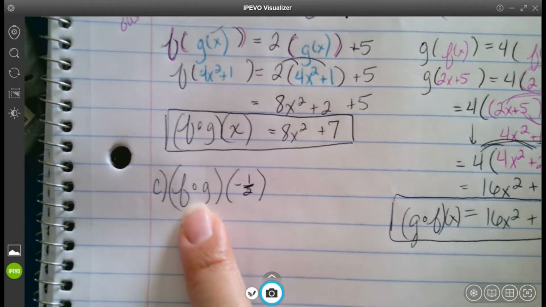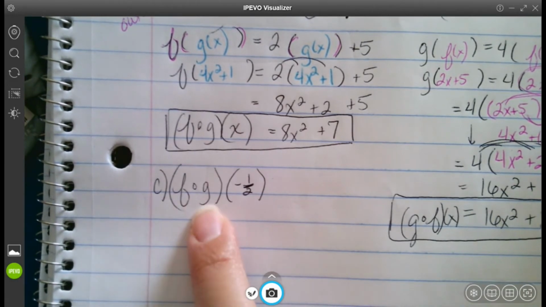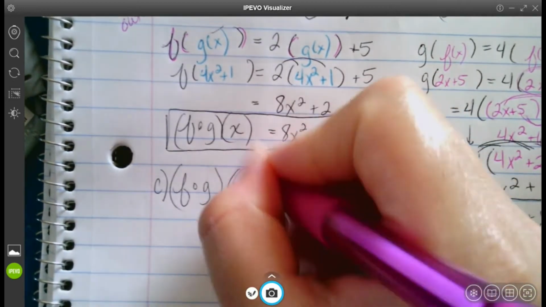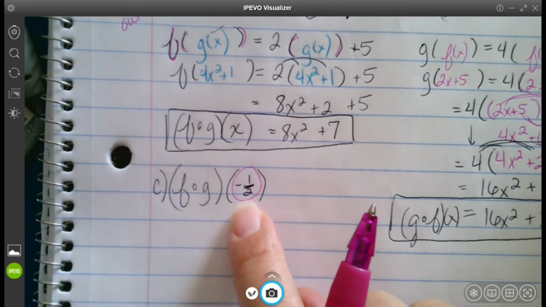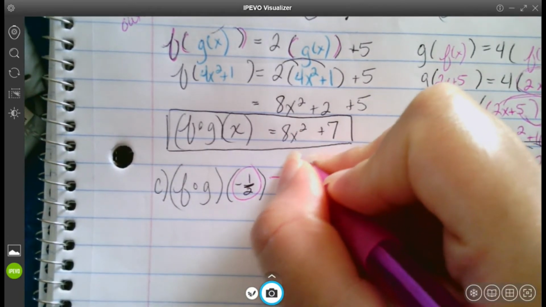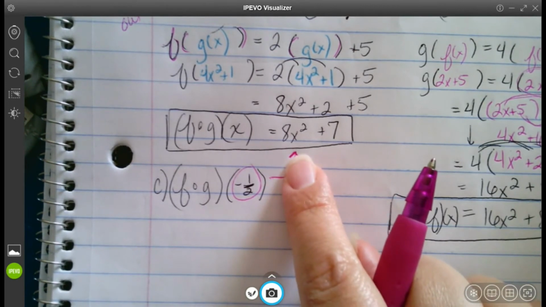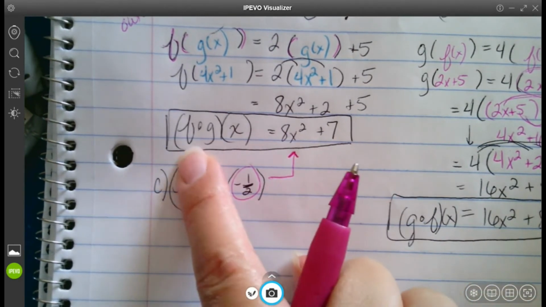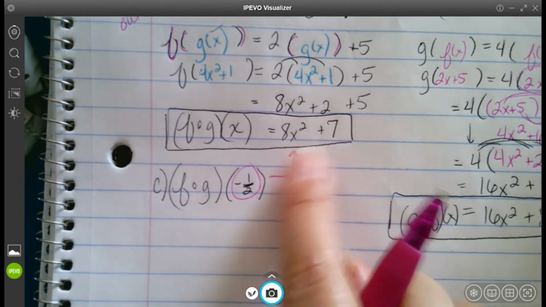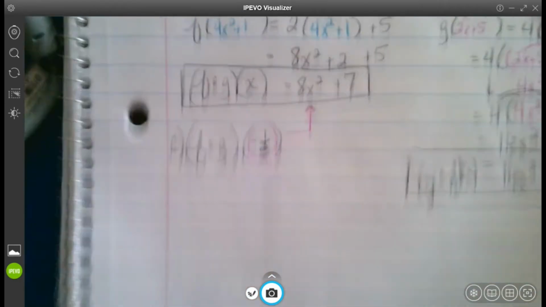So for this one, we're doing the composite of f of g, and now we're going to plug a number into wherever that is. So this is a value of x. This is when x is equal to -1/2. Luckily for us, we already have the answer. We have, well, some of the answer. We have this up here. This is f composite g. So that means all I have to do is take this -1/2 and plug it into here. Okay, so that's exactly what I'm going to do.